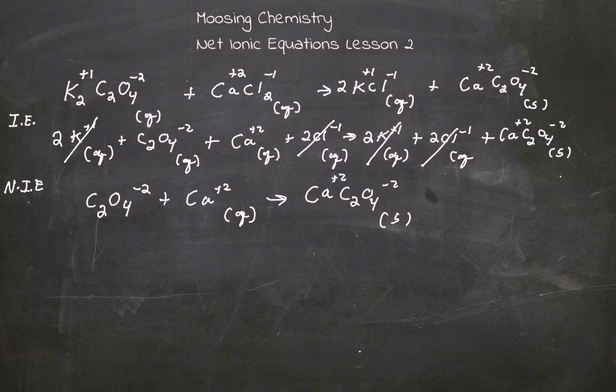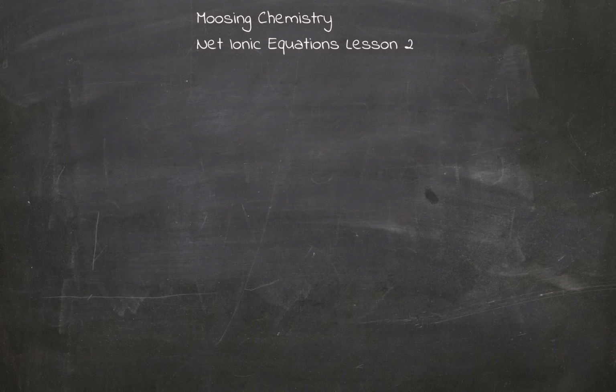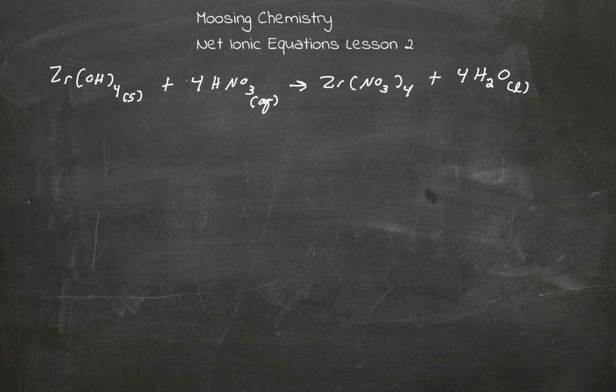Okay, let's look at one more equation. So we're going to clear these drawings, and we're going to set up another equation. Okay, let's look at this one. It looks like zirconium hydroxide plus nitric acid yields zirconium nitrate plus water. Oh, so we forgot the aq down here. Okay, there you go. All right, now let's write our ionic equation for this.